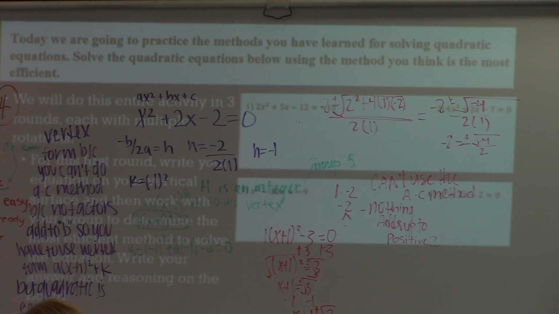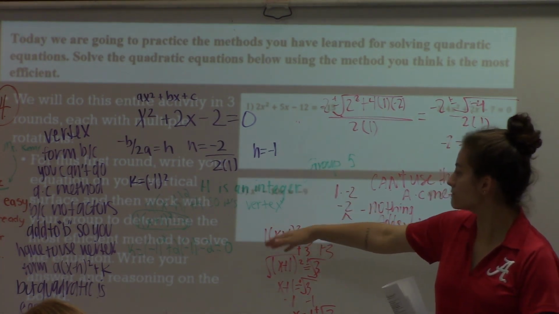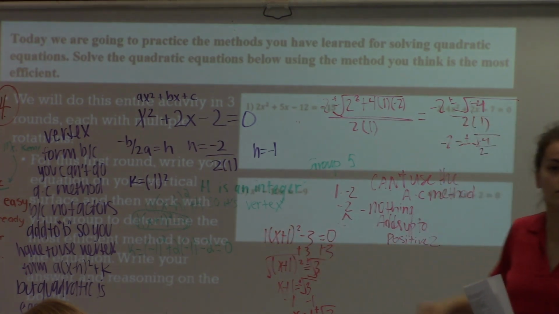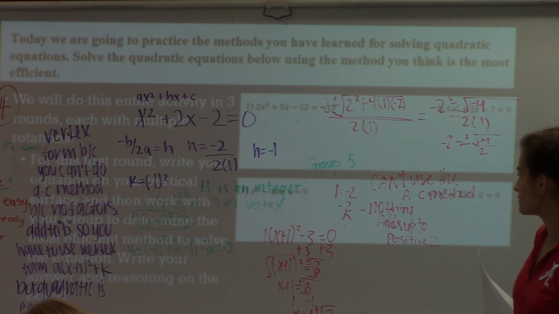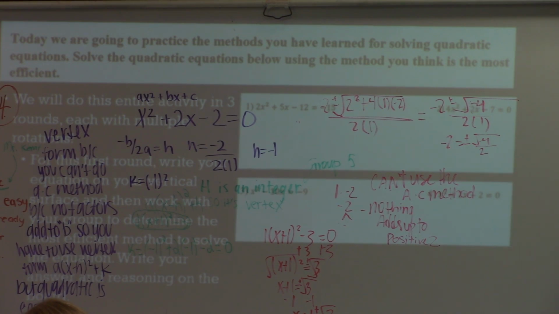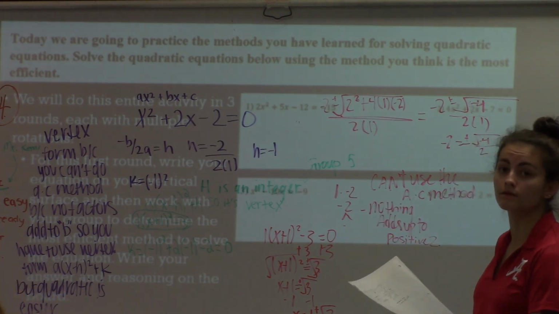You say you got a fraction? No, we didn't finish all of them. Okay, this is the point of looking at everybody else's work. So why didn't you all say the AC method? Because they don't add up to be. Right, okay, so then you moved on to vertex.